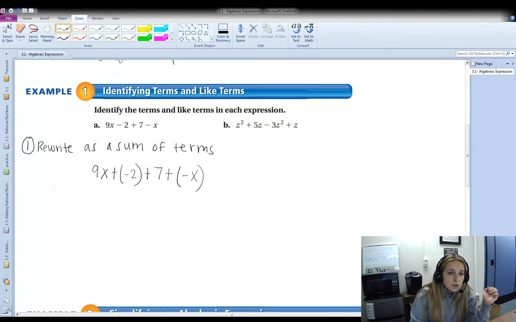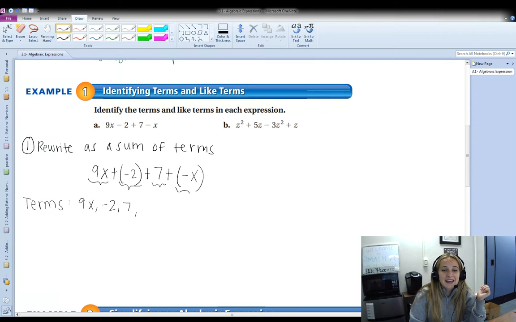So now we need to identify our terms. Over here, you're going to write terms, okay? And essentially, a term is the things that are separated by the addition signs. So 9x is a term. Negative 2 is a term. 7 is a term. And negative x is a term. Okay? So those are our terms. Rewriting as a sum helps us find those terms.